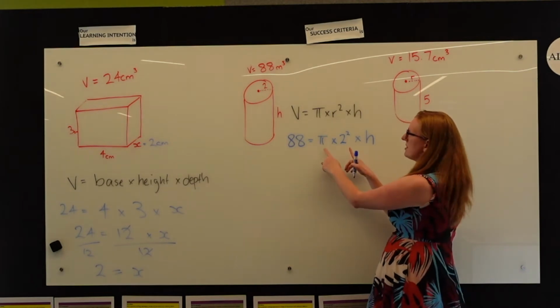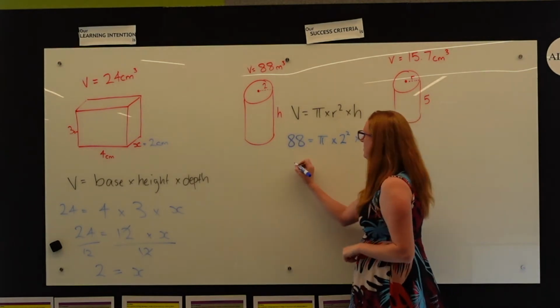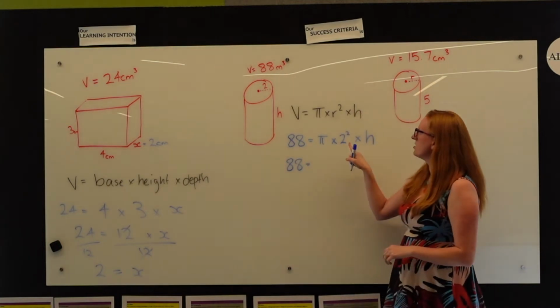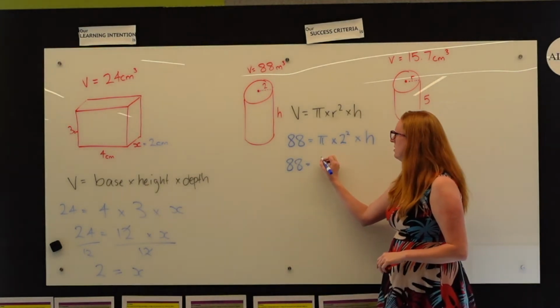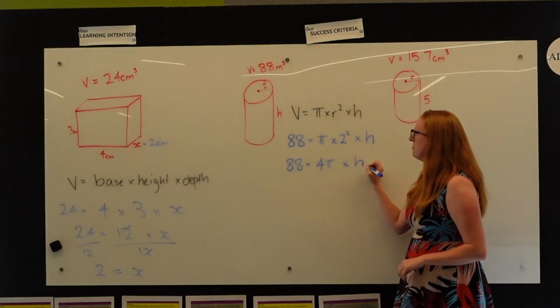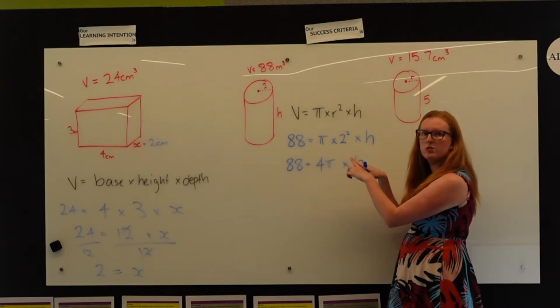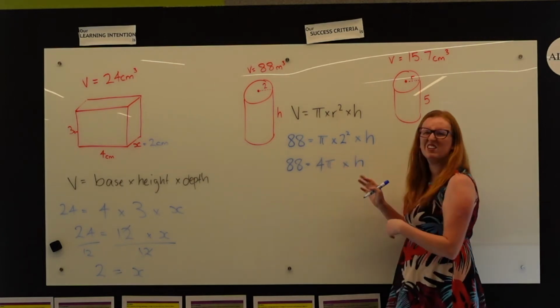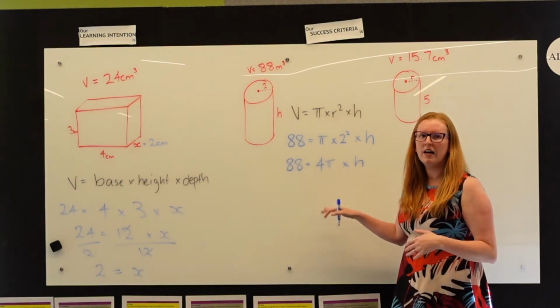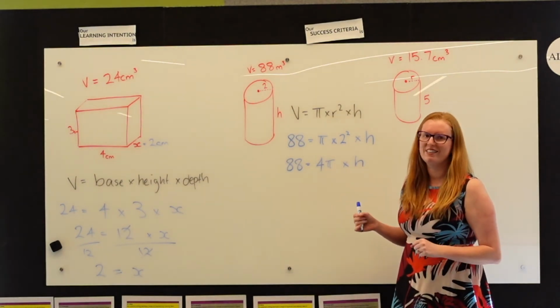Okay, so I'm going to simplify this a little bit more, just to make it easier for me, just so it looks nicer. So 2 squared is 4 pi, and then it's times h. So all I've done is fuse those two together and move the number to the front because it looks a little bit better than saying pi 4. Saying 4 pi, it just seems right.